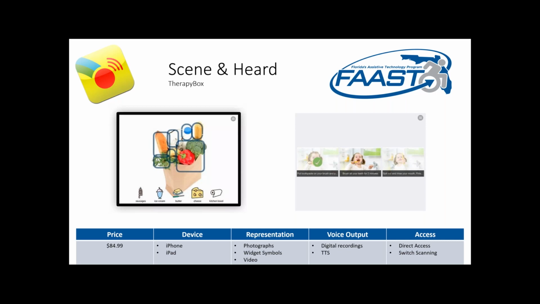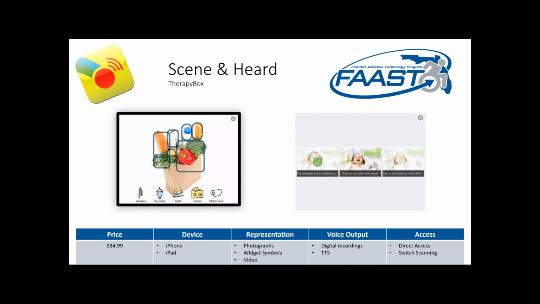You can provide digital recordings or text-to-speech, and they do have direct access as well as switch scanning. Even though we're talking about visual scenes, I did want to show you on the right there, some of the features Seen and Heard has added include a scheduling function where you can see the schedule and add photographs to it, which could benefit a whole bunch of people.